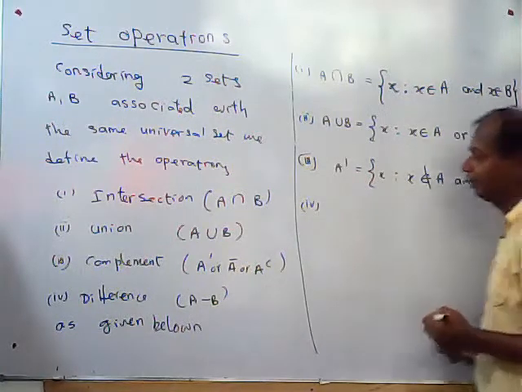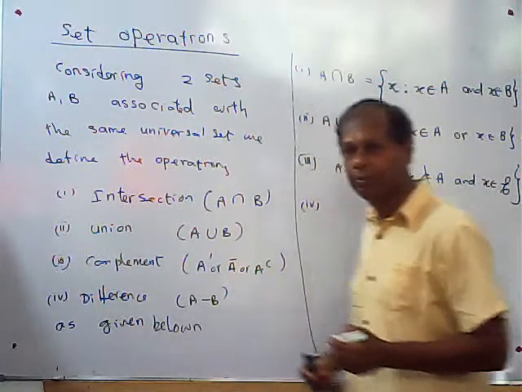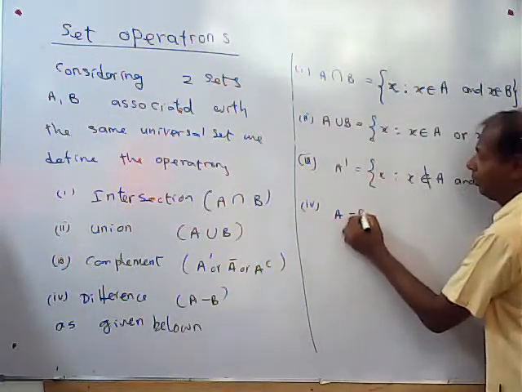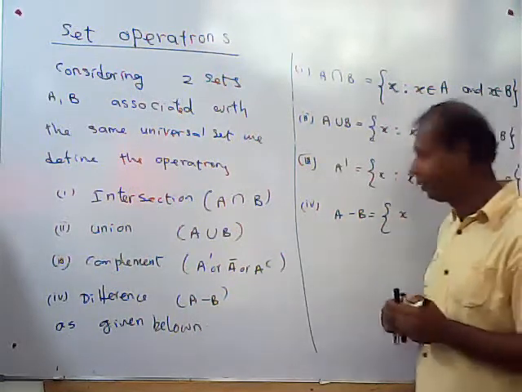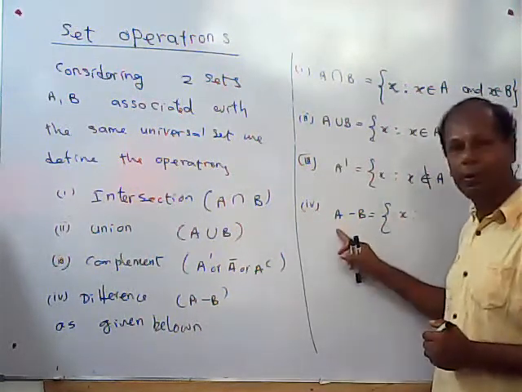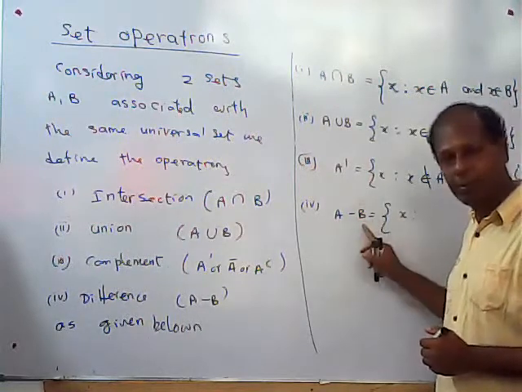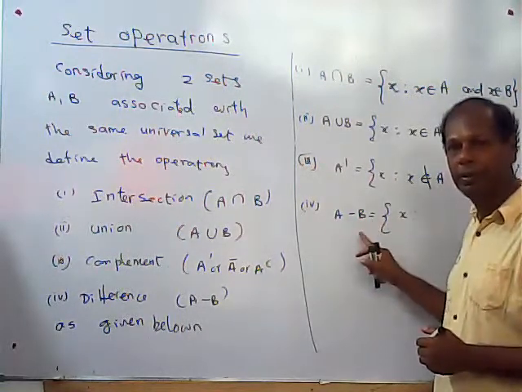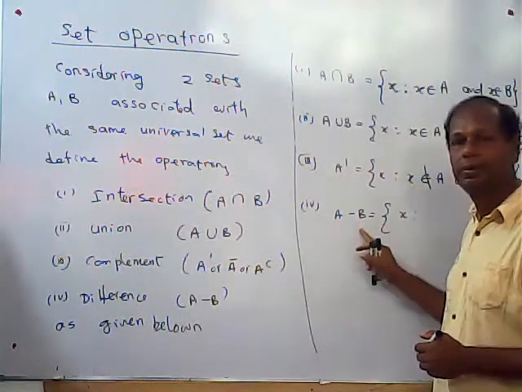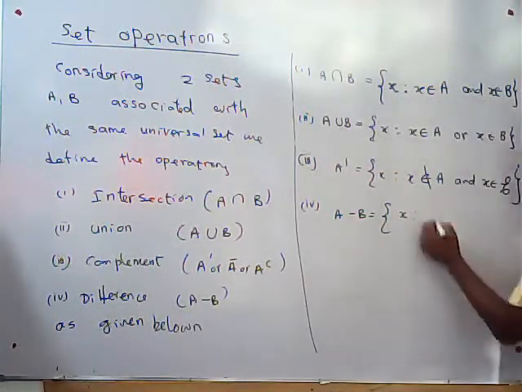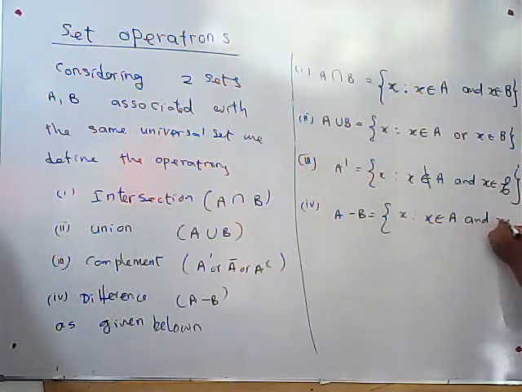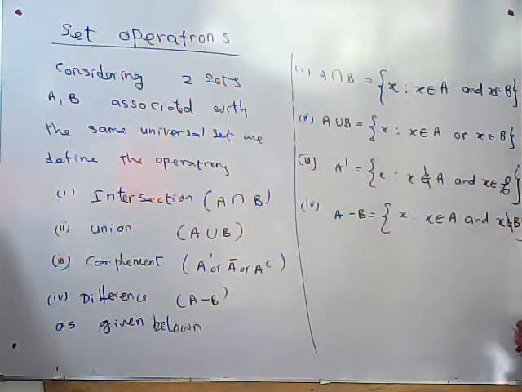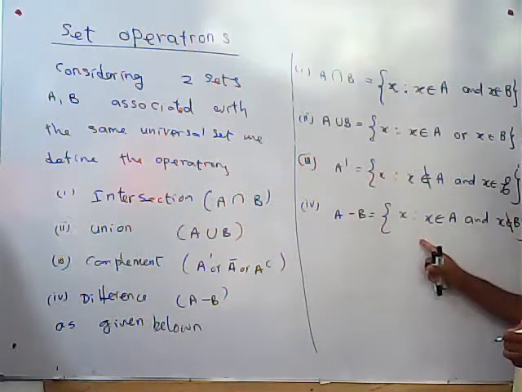And finally, A minus B, the difference of two sets. A minus B consists of all x which belong to A but not in B. In A but not in B. Belongs to A but does not belong to B. So all x belong to A and at the same time do not belong to B. So that's how A minus B is formed.